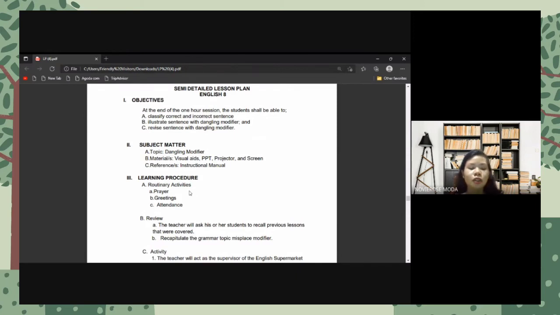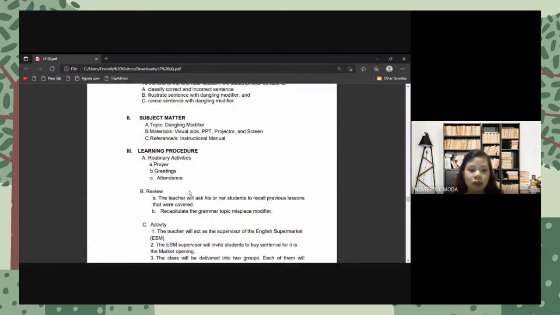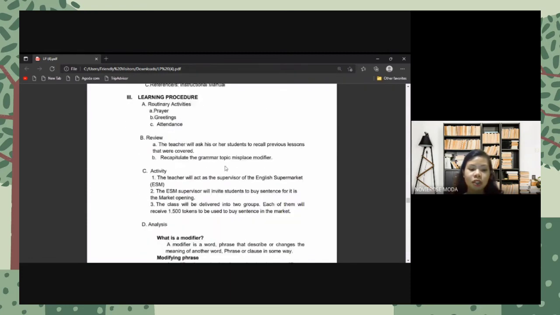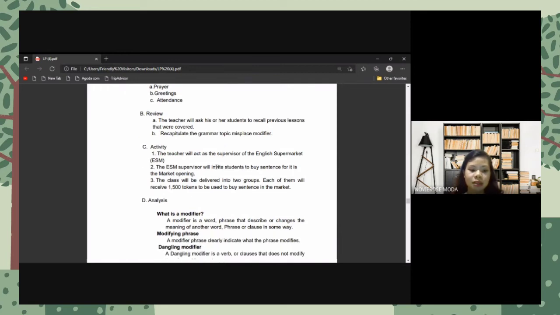For our learning procedures, we have routine activities. We have a prayer, followed by the greetings and the attendance. To start the lesson, the teacher will review the previous lesson and recapitulate the grammar topic, misplaced modifier. So we have the activities.